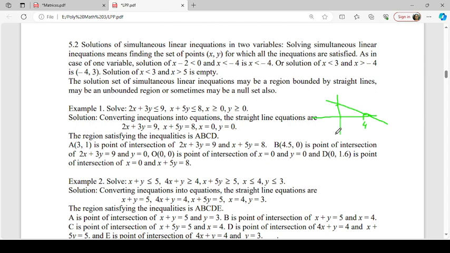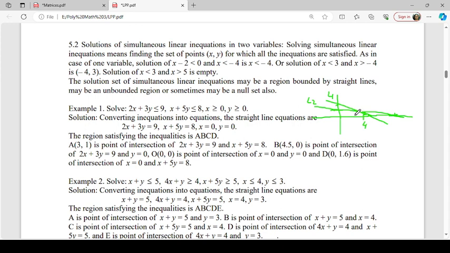So this region. Then x plus 5y: the x intercept is 8, and the y intercept is 8 by 5. 8 by 5 means 1 point something, so this is somewhere here. So this is the second line. So this is L2, this is L1.